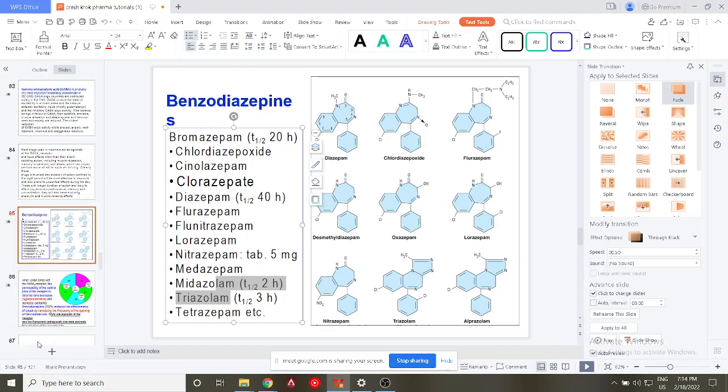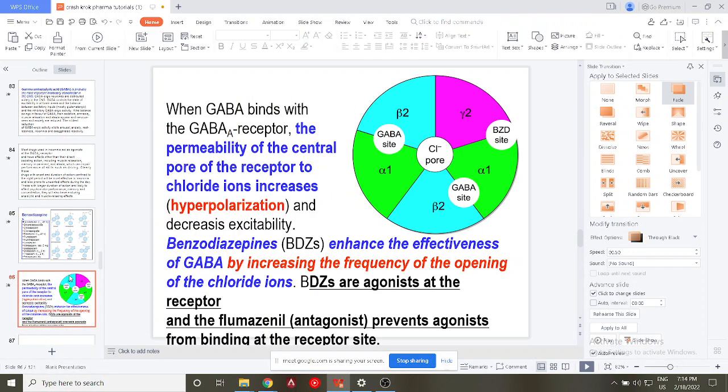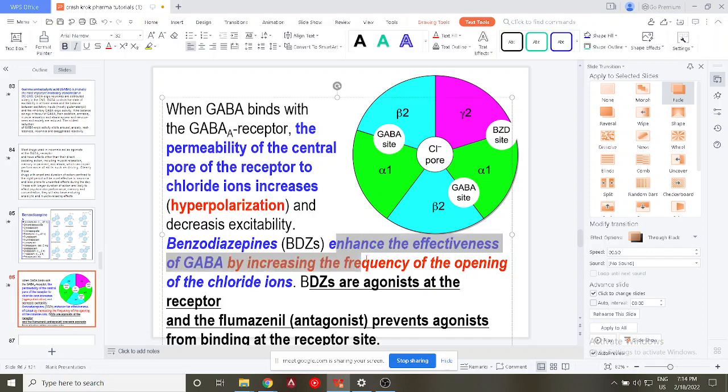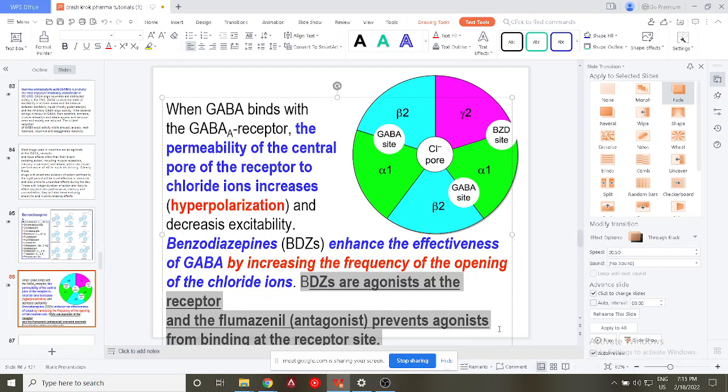Moving on, GABA. Benzodiazepines enhance the effectiveness of GABA by increasing the frequency of the opening of the chloride channels. You can try to memorize this, maybe it might come out. This is the mechanism of action. It's going to increase the potency of GABA, which is inhibitory, so it's going to cause CNS depression. It's going to make you calm down. Take note of this part. It's very important. This is going to be in your krok.